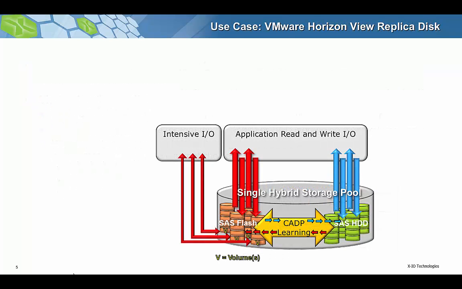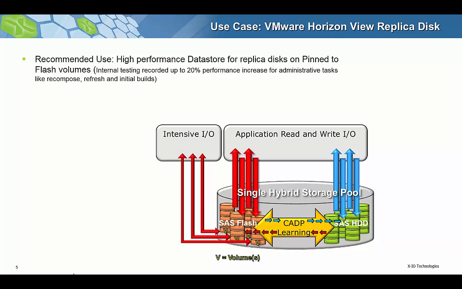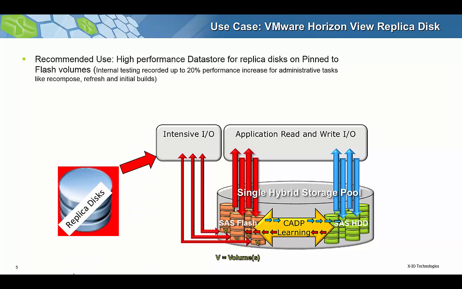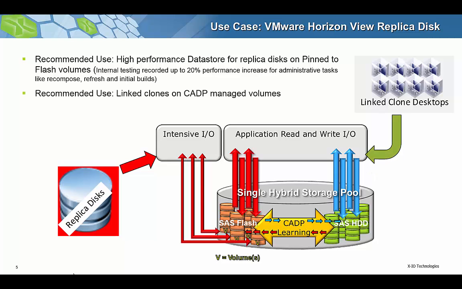VMware recommends high-performance data stores are used for VMware Horizon View replica disks. Placing the replica disks on flash storage ensures the high read I/O needed for VDI boots, refreshes, and recompose operations. Our internal tests recorded up to 20% improved performance with these administrative tasks. In this configuration, link clones in the desktop pool are directed to CADP managed volumes.